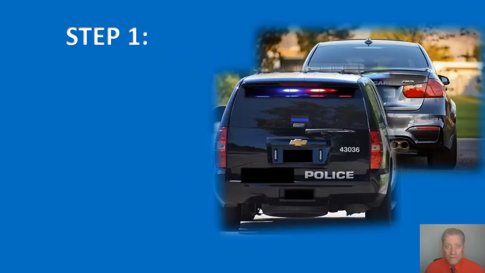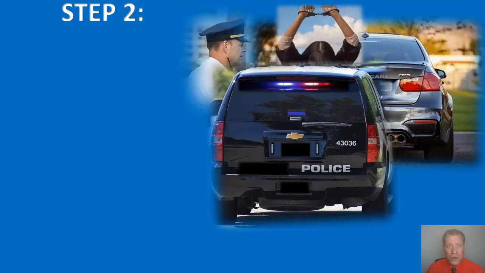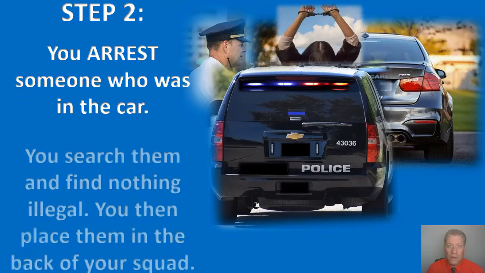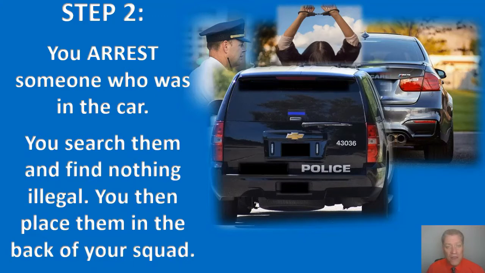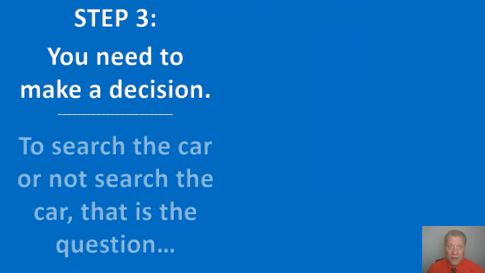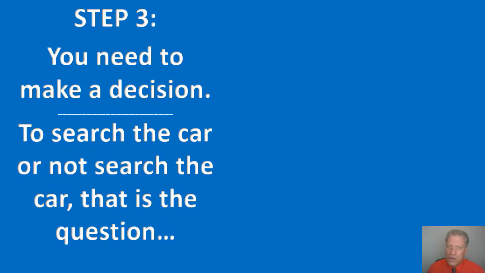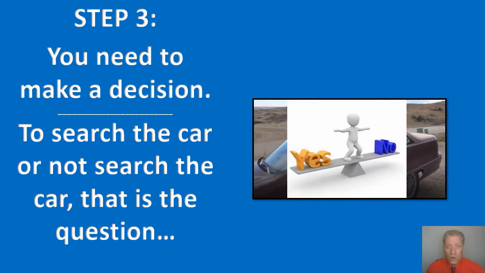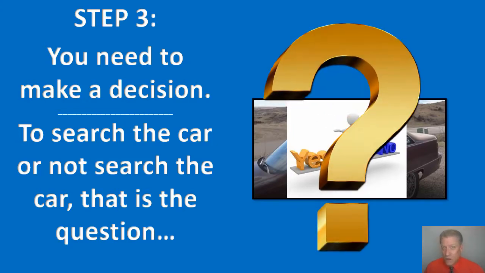Step 1, you stop a car. Step 2, you arrest someone who is in the car. And you search them, and you find nothing illegal, and then you place them in the back of your squad. You need to make a decision to search the car or not search the car. That is the question. So, do you have the authority to search that car incident to that arrest? Yes or no? Again, that is the question.